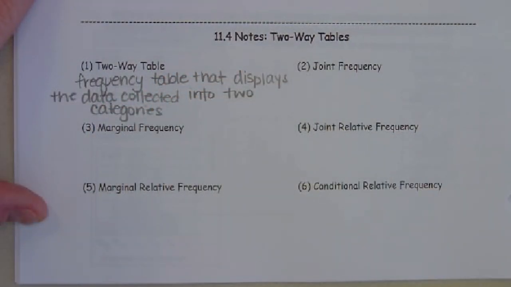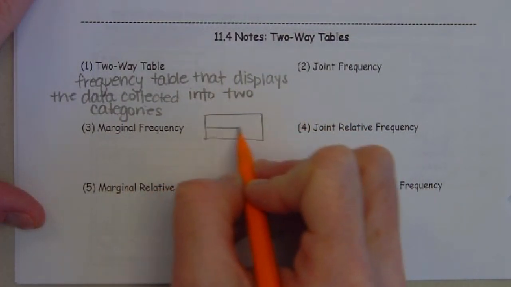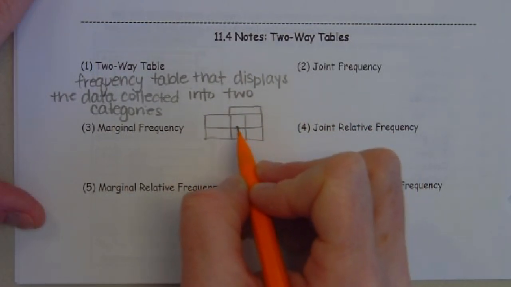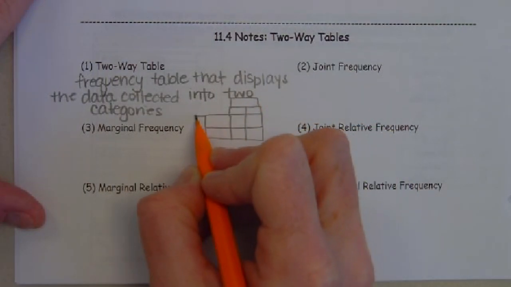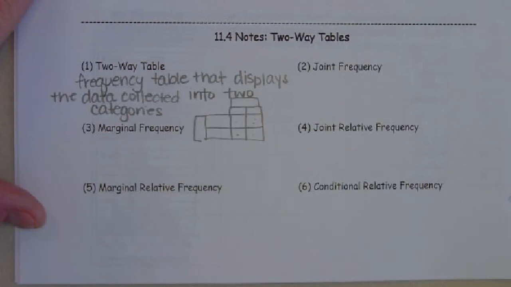You've kind of seen these two-way tables before. They look like maybe something like this, where they have certain information up here, and then certain information over here, and then they fill in these tables with a bunch of numbers. That is called a two-way table.